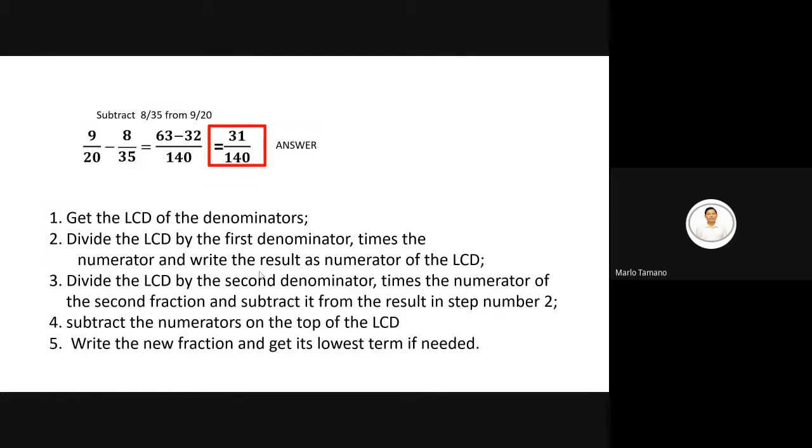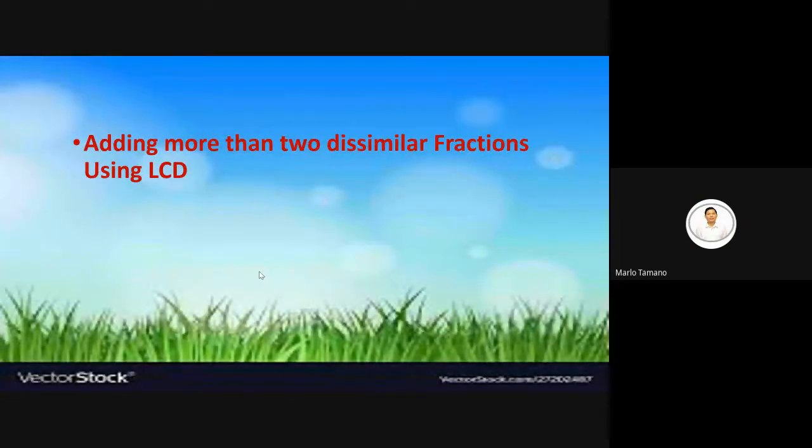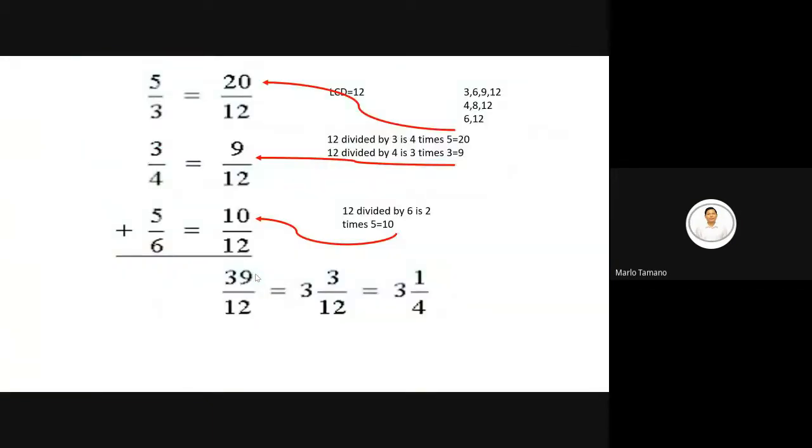Do you think this is already the final answer? Yes. Okay. So, adding more than 2 dissimilar fractions using LCD. Siguro nakita niyo na hindi lang naman po dalawa ang pinag-add natin ng dissimilar fractions. Pwedeng mas marami pa sa dalawa, 3, 4, 5. So, gawin natin 3 ngayon. The given fractions are 5/3, 3/4, 5/6. So, we are going to add these 3 fractions, more than 2.